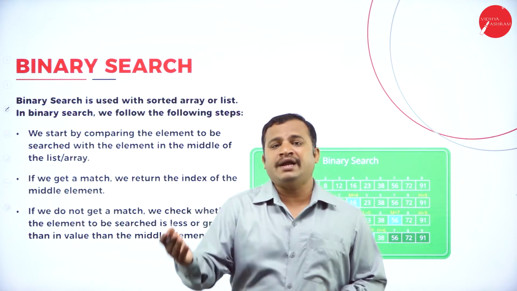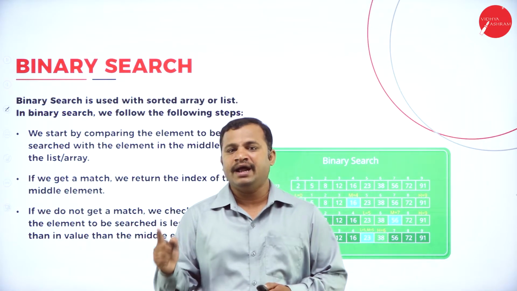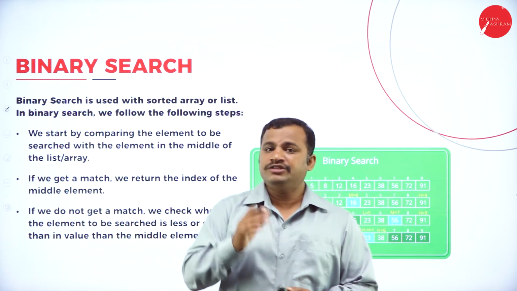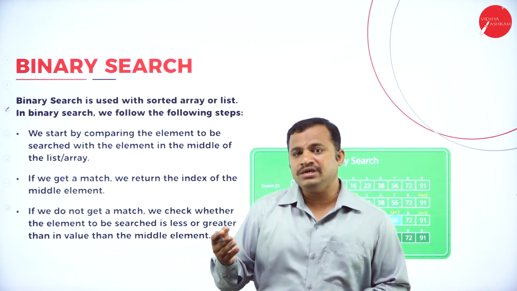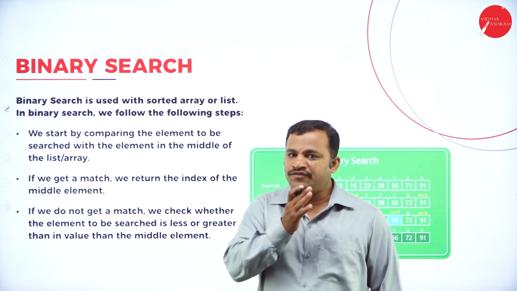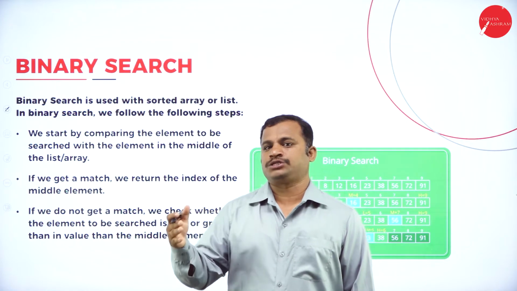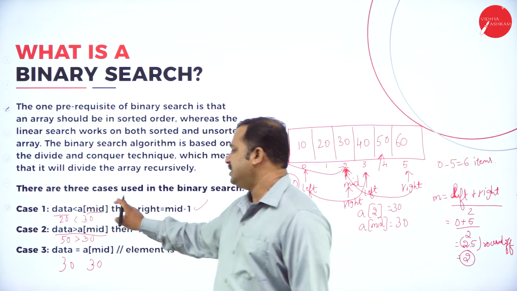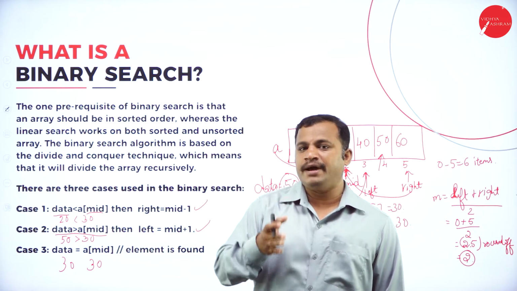Then, what is the other criterion? We must also have 3 parameters: one is left, the other is right, and then the middle. These 3 parameters must be chosen. And what are the other possible cases? If the data item to be searched is greater than the middle element, then we shift the left parameter from the leftmost position to mid plus 1. If the element to be searched, that is data, is less than A of mid, then we shift the right parameter from the rightmost position to the mid minus 1 position.